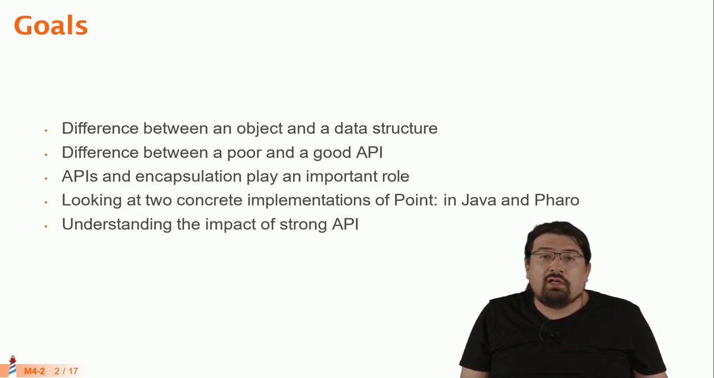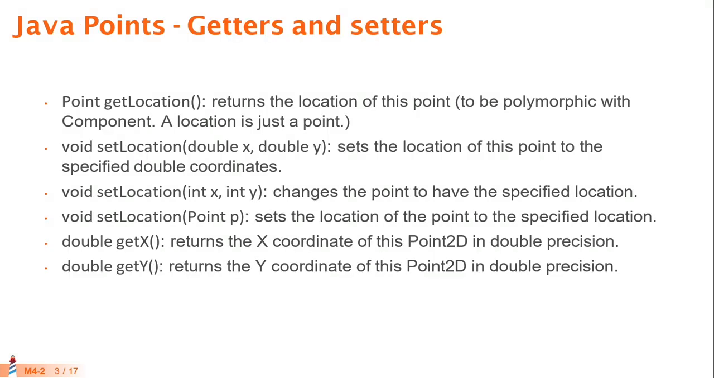We are going to look at two concrete examples. We are going to analyze the implementation of point in Java and in Pharo, and how the difference in their APIs affects the final user and the code that uses these objects. First, let's start by seeing what we have in the Java points.